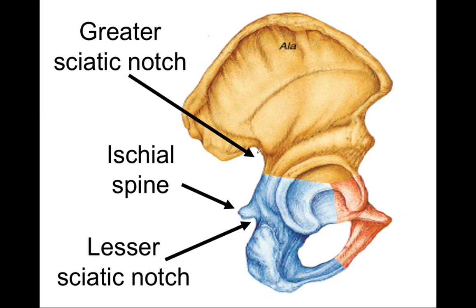So you can see some of these structures, like the greater sciatic notch, are made up as part of the ilium and the ischium. Some of these structures, such as the acetabulum, are made up of the pubis, the ilium, and the ischium. And the obturator foramen is made up of the ischium as well as the pubis.